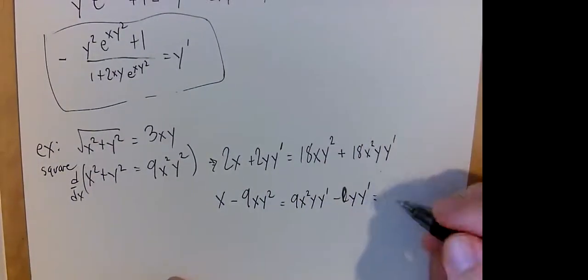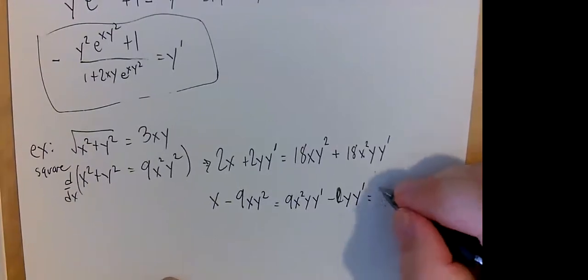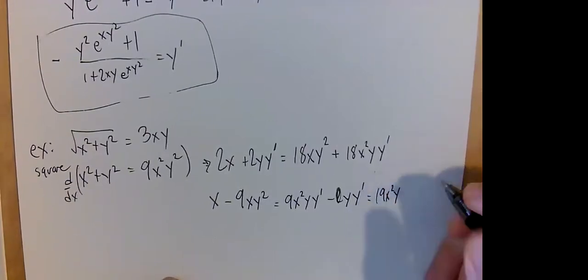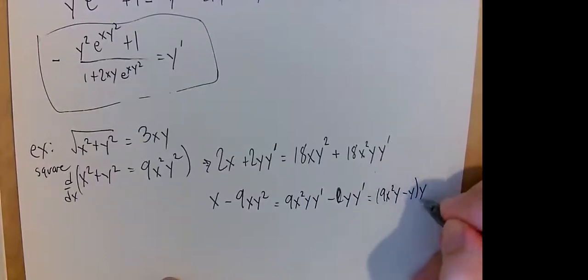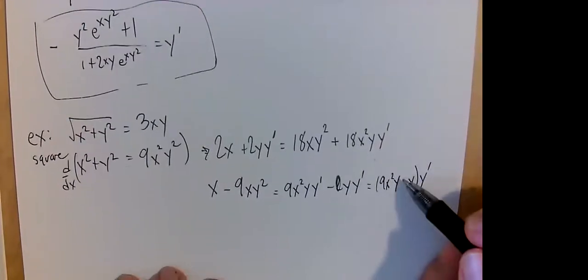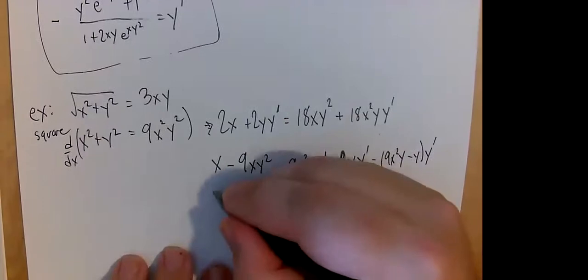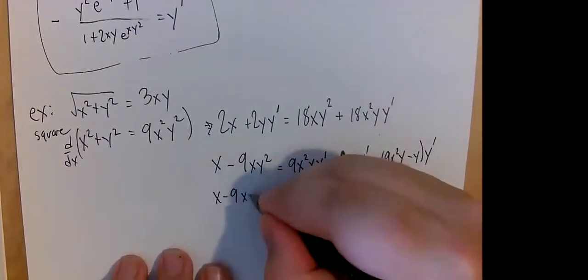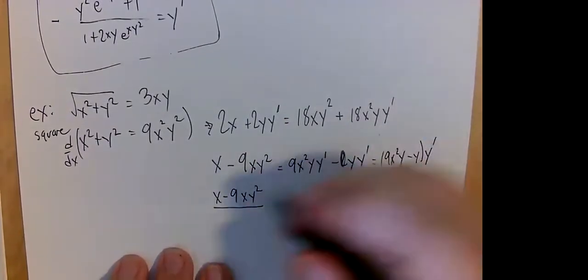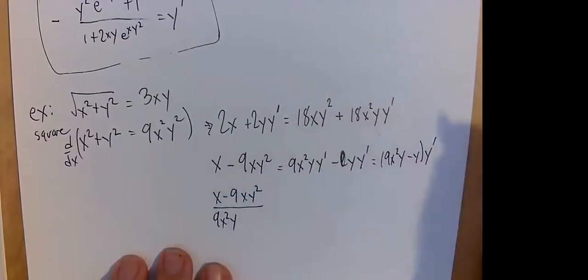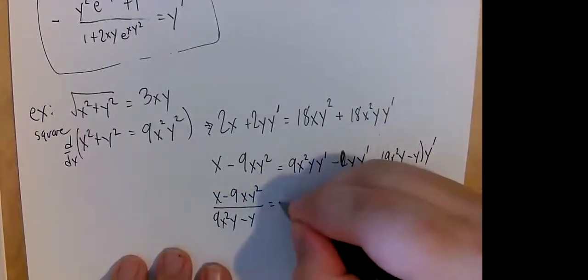Okay, and then as with the past two problems, I'm going to factor. So I have 9x squared y minus y times y prime, and then I'm going to divide. So I have x minus 9xy squared divided by 9x squared y minus y.